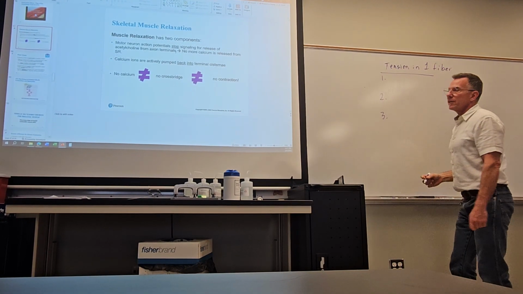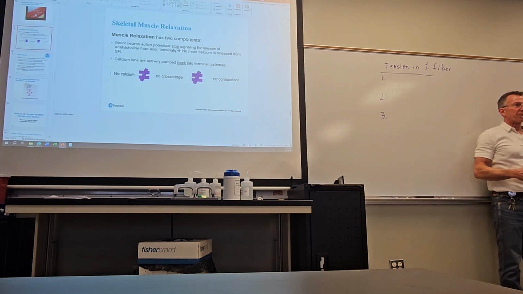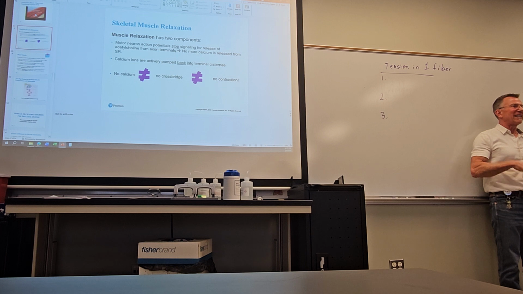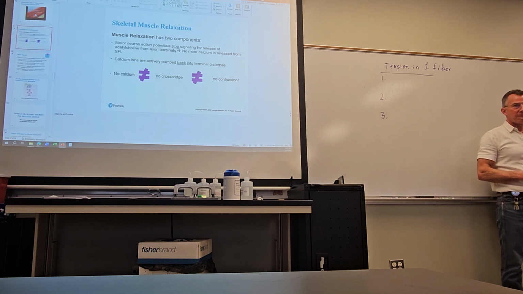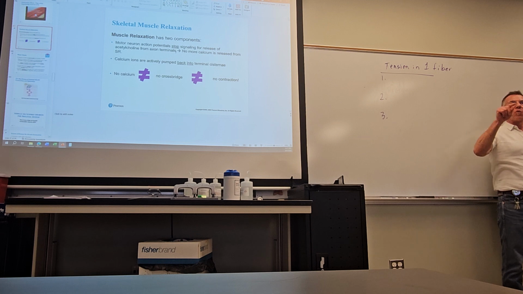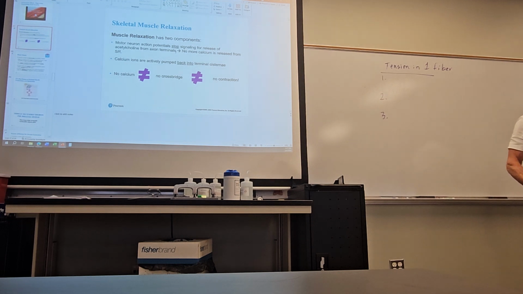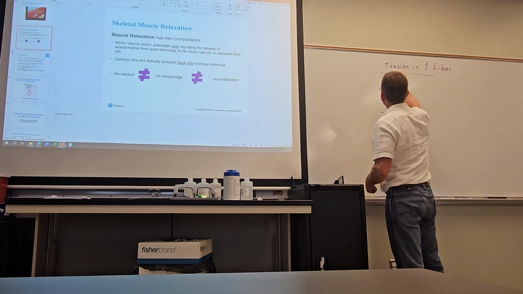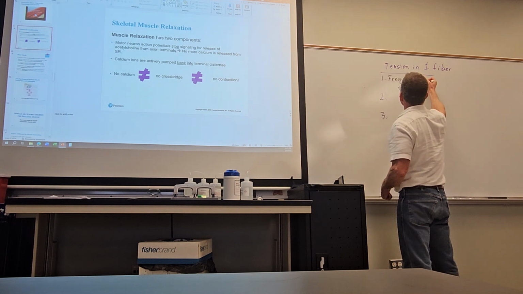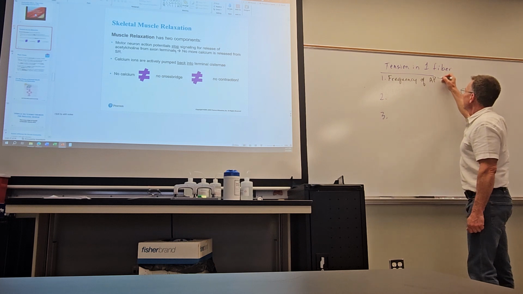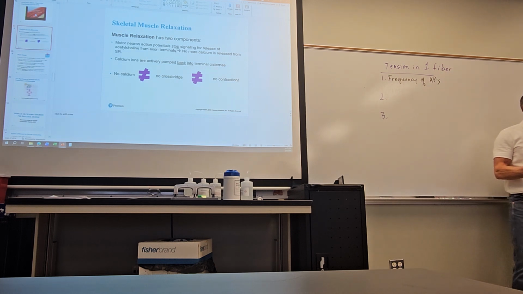There are three ways to alter the amount of tension in one fiber. What was the first way to alter tension in a single muscle fiber? Recruitment, right? We'll get to that down here, number 3. Is it like the twitch? Muscle twitch? The frequency of action potentials, how fast they arrive.